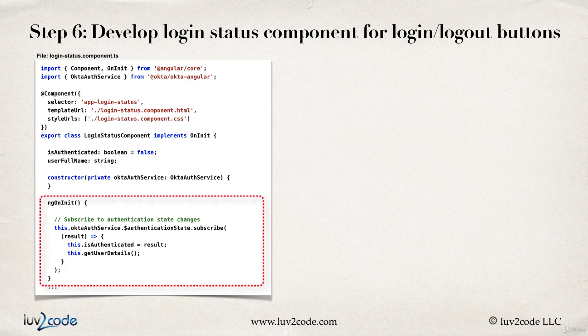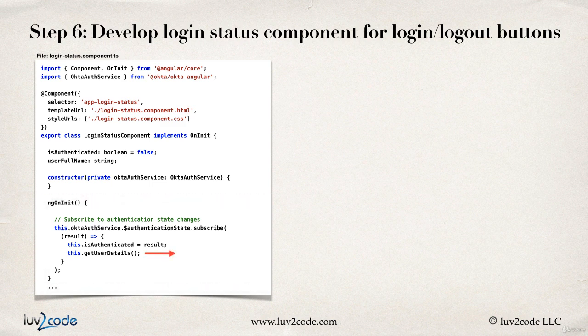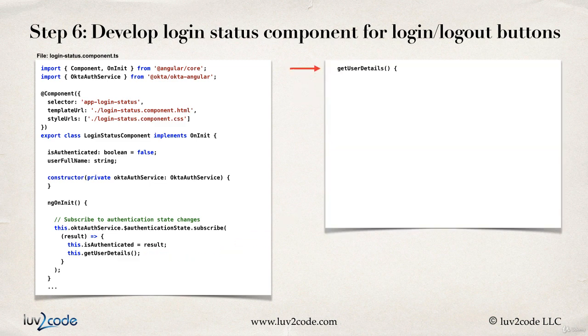In our ngOnInit method, we'll simply subscribe to the authentication state changes. So we say oktaAuthService.authState.subscribe. We get a result, and we say isAuthenticated equals the result. And then we also call this.getUserDetails. Now, what about getUserDetails? Well, it's over here. It's a method that we'll define in our class.